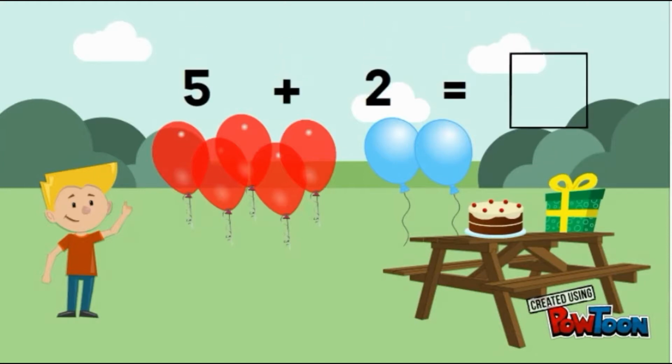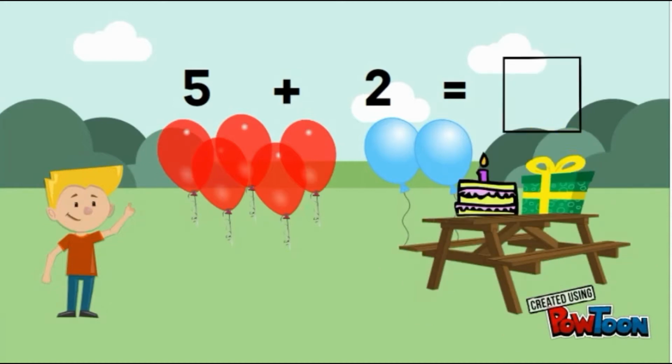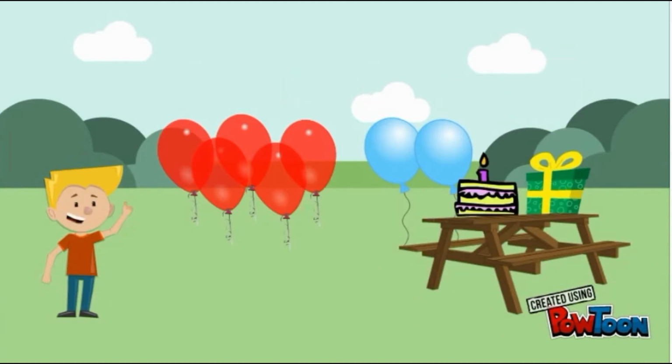This is the addition sentence. The plus sign means to add. The box is used for the number that is missing. We can find how many there are by counting them. 1, 2, 3, 4, 5, 6, 7.